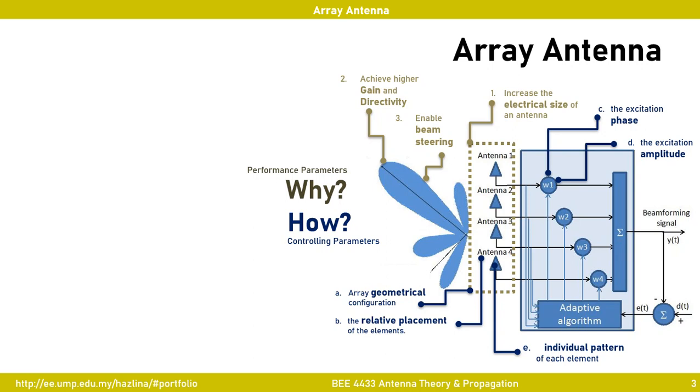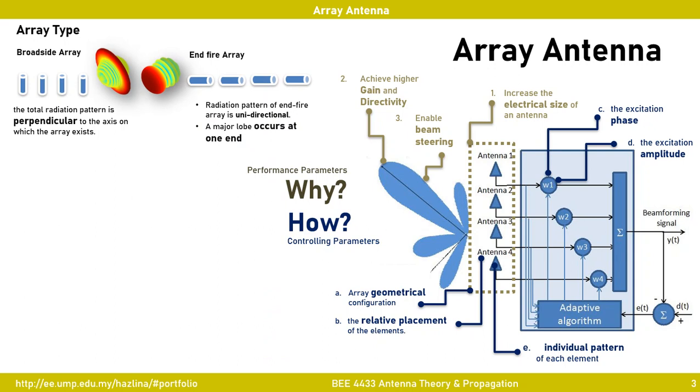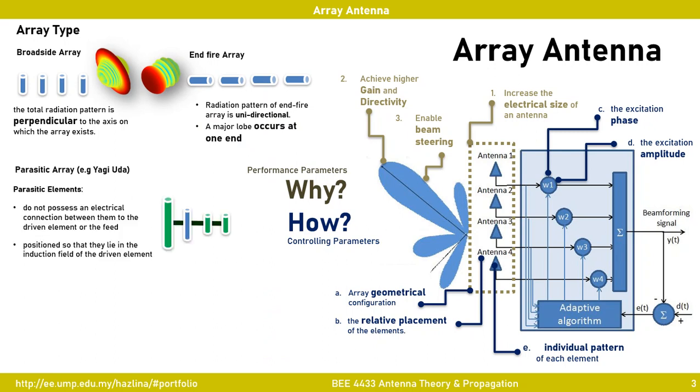In general, there are two types of arrays, namely broadside and end-fire arrays. In a broadside array, the dipole array are arranged linearly and in a vertical form. The total radiation pattern is perpendicular to the axis on which the array exists. Whereas, in an end-fire array, the dipole array are arranged linearly in a horizontal form. Radiation pattern of end-fire array is unidirectional, where a major lobe occurs at one of the ends.